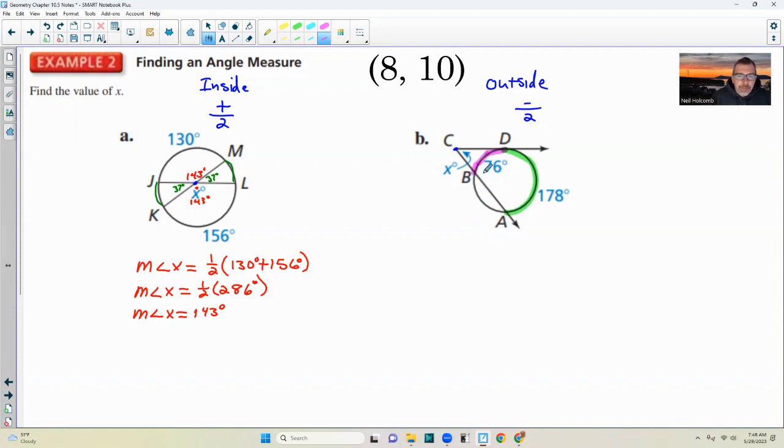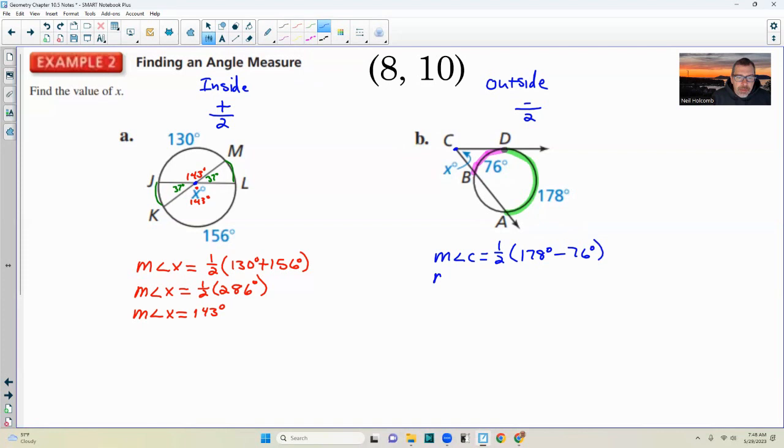Okay, right there. So what we're going to do is take the measure of angle C equals 1/2 arc. And that's a major arc. And we're not going through B, so I guess we could just call that. Well, let's just fill it in. 178 degrees minus 76 degrees.